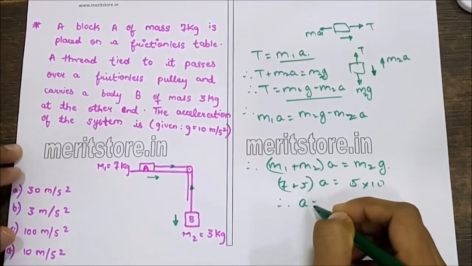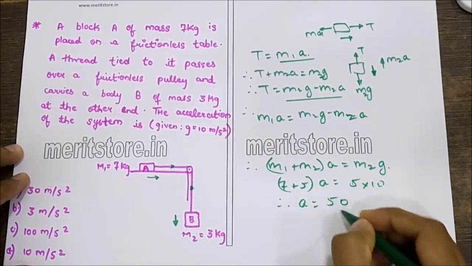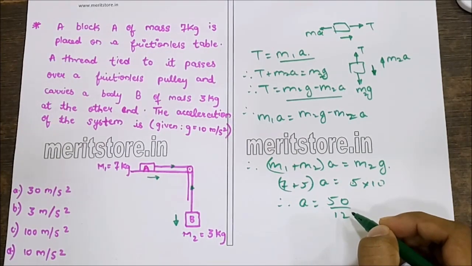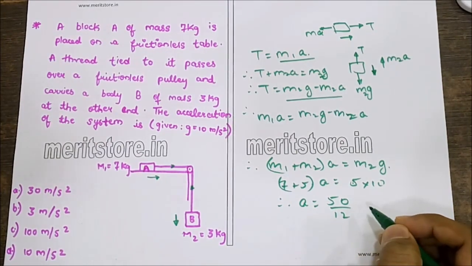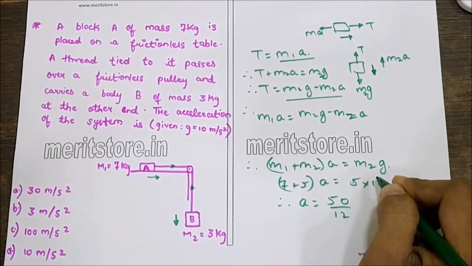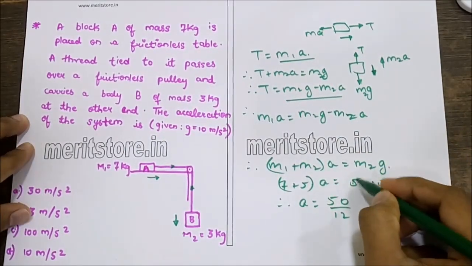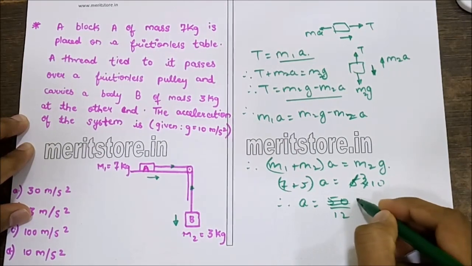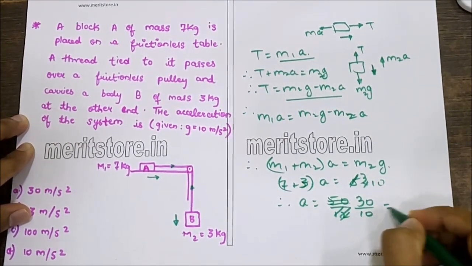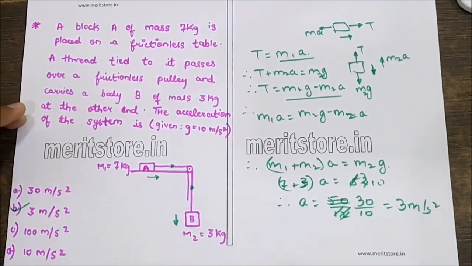Now, substituting the values, a is equal to 50 upon 12. Pardon me, the value of m2 is 3 kg, so a is 30 upon 10, that is nothing but 3 meters per second square. Hence, option B is the correct answer.